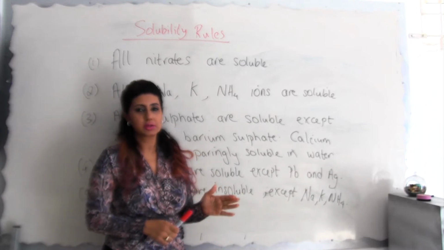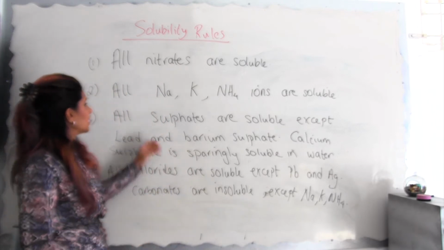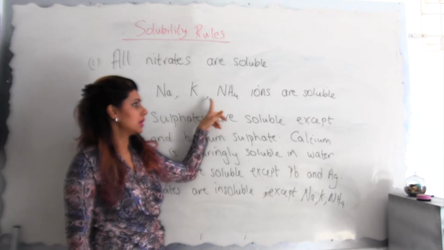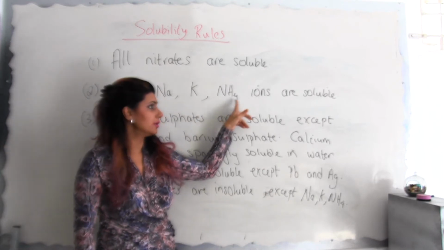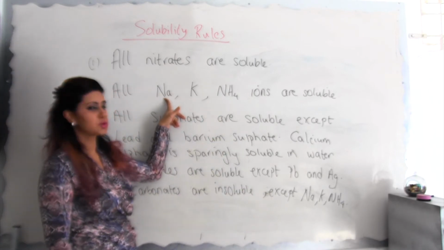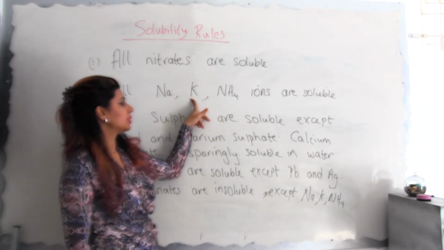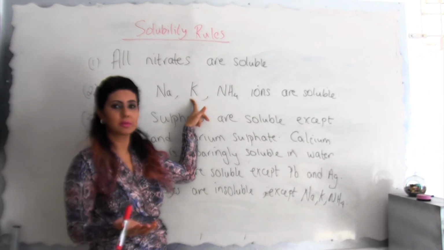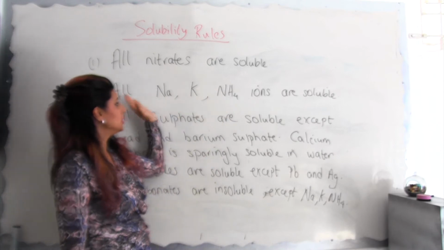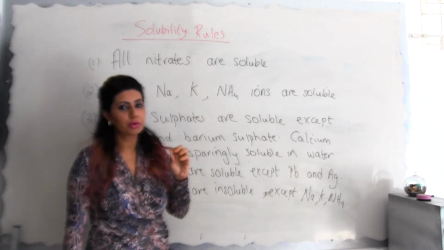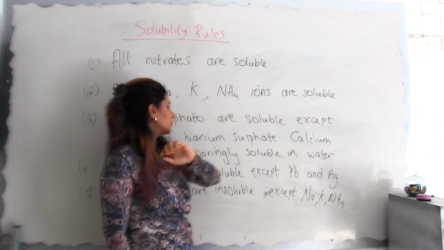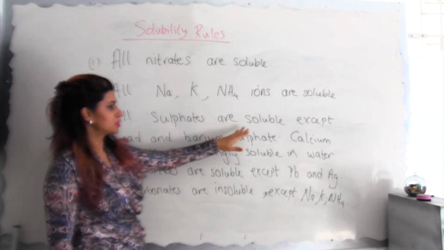So any nitrates will be soluble. Then if you take any sodium, any potassium and any ammonium ion, they will also be soluble. So for example, sodium sulfate, sodium phosphate, potassium nitrate, potassium chloride, ammonium sulfate, ammonium carbonate. So any salt containing sodium, potassium and ammonium would be soluble. Then all sulfates are soluble.